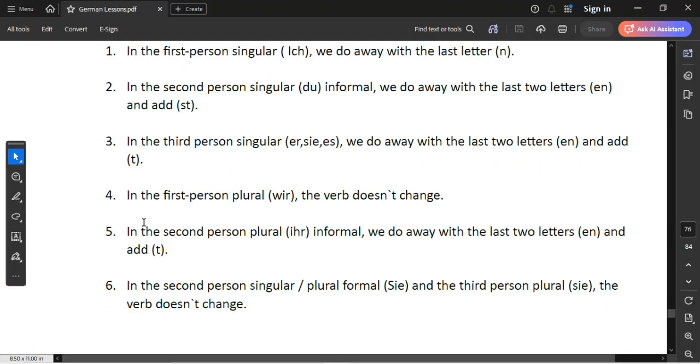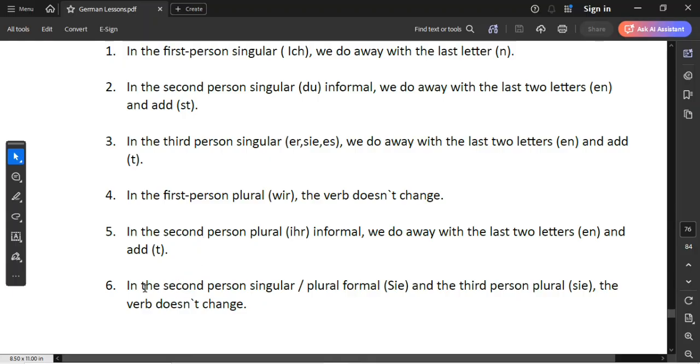Rule number 5, we have the second person plural, that is ihr. And remember, du is the singular form of ihr, and ihr is the plural form of du. So that's why, in the second person plural, ihr, which is informal, we do away with the last two letters, that is en, and add t. And you can notice that in the third person singular er, sie, es, we also do away with the last two letters, en, and add t. So rule number 3 and rule number 5 are the same.